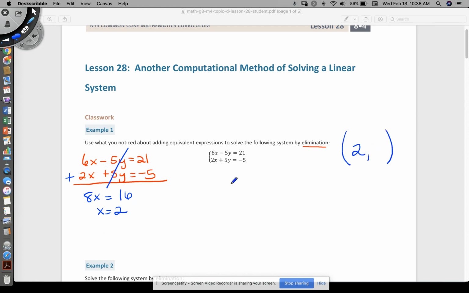Now I need to find my y. You can pick either one of these equations and plug in the x. I'm just going to go ahead and pick the first one again. So I'm going to say 6 times 2 minus 5y equals 21. That's going to give me 12 minus 5y equals 21. I'm going to subtract that 12 because I want that 5y by itself. Oops, and I wrote 5. Let me fix that.